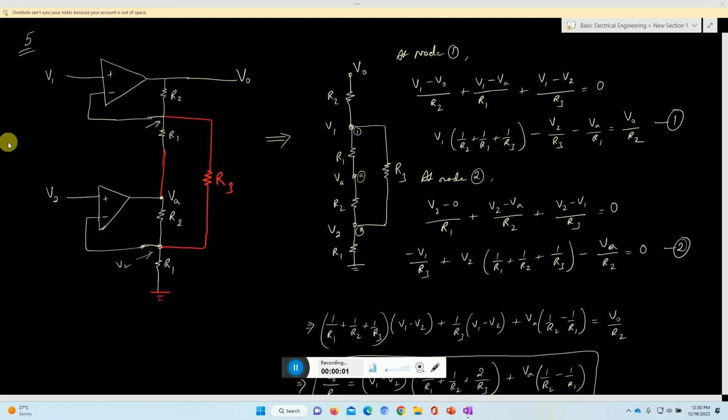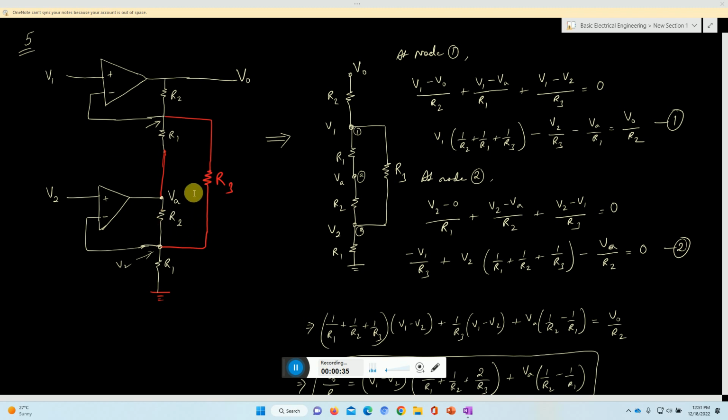Let's discuss another problem. Let's say an op-amp is there with the non-inverting terminal connected to V1, and the inverting terminal is connected with feedback to the output through R2, and R1 is connected here to ground. Earlier it was like this, and now we have taken these two things together and joined this R1 with this here. And these two feedbacks we have also connected through R3. Let us say we have got this type of circuit.